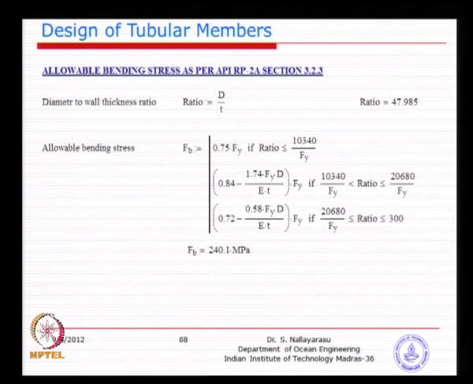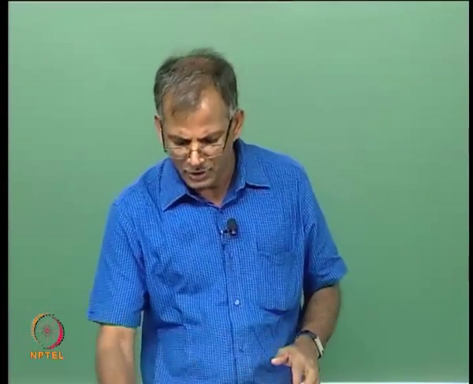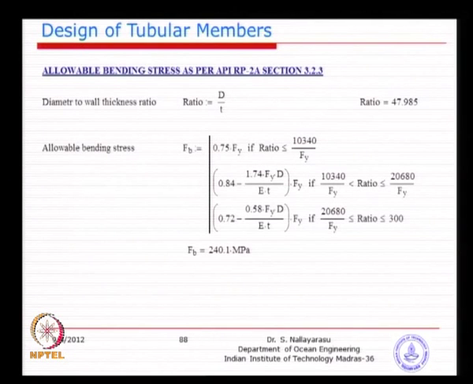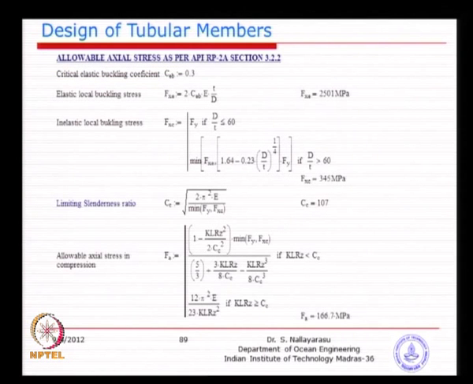So, the allowable bending stress, allowable axial stress, the formulas will be given on the back side of the question paper. So, you do not really need to worry about it. So, basically you see here allowable bending stress is directly dependent on the d by t ratio. So, you calculate the allowable stress, and then we have the allowable axial stress.